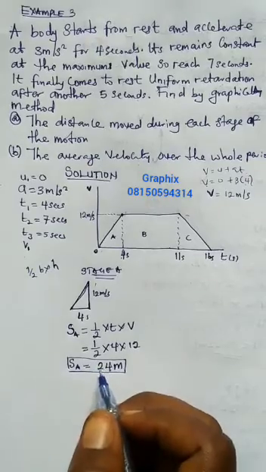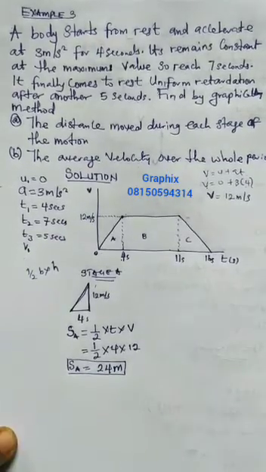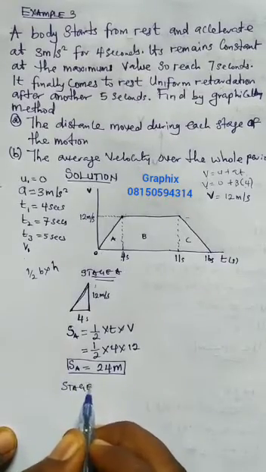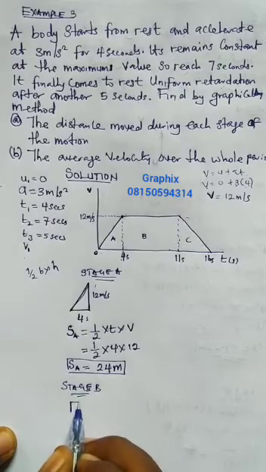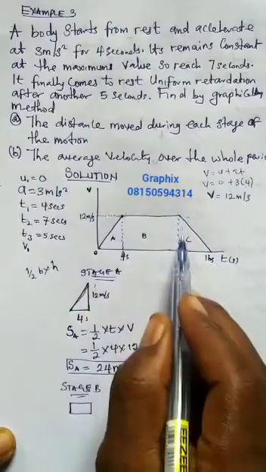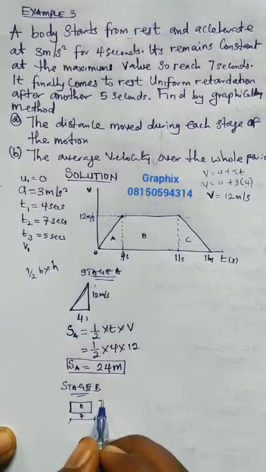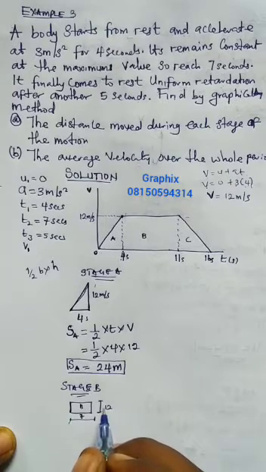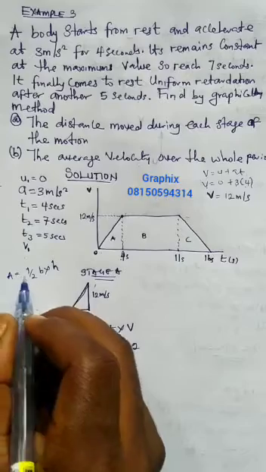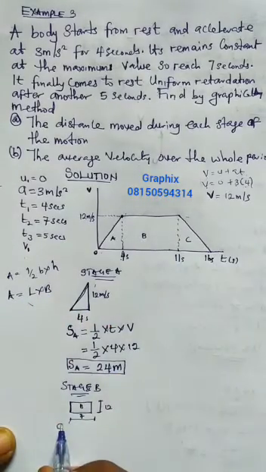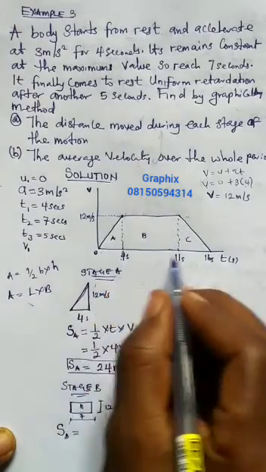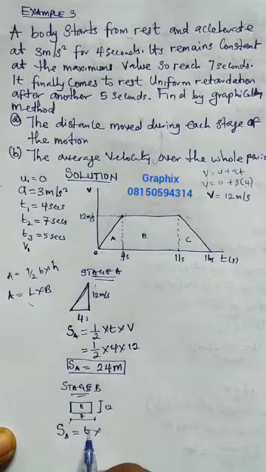Are we good? So for stage B, we have something like a rectangle. Look at it here, a rectangle for B. From here to here is 7, and the height here is still maintaining the 12. So the area of the rectangle is length times breadth. At stage B, my length is the time axis, which is T, times the breadth, which is V. So this will give me 7 times 12, and that will give me 84 meters. That's for stage B.